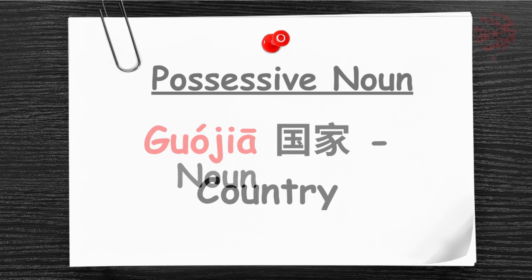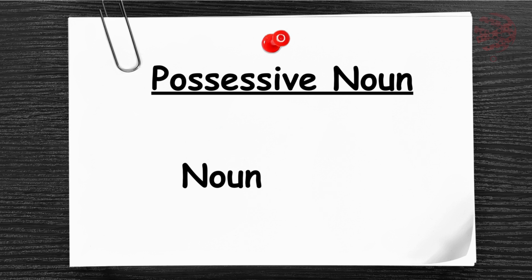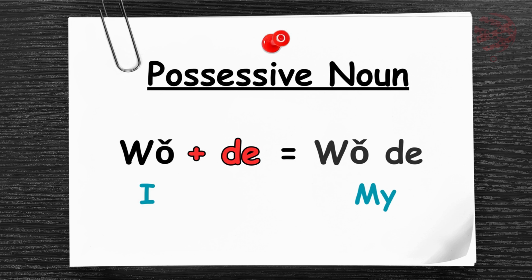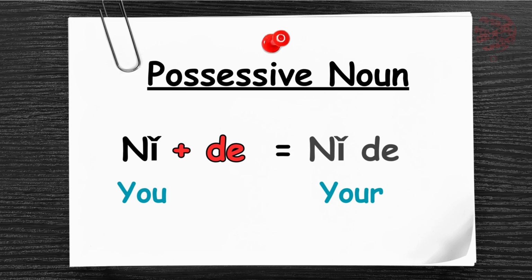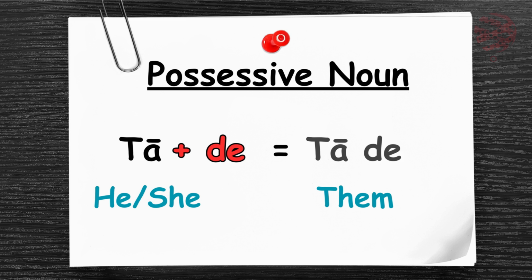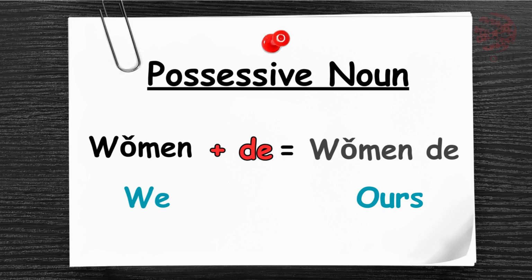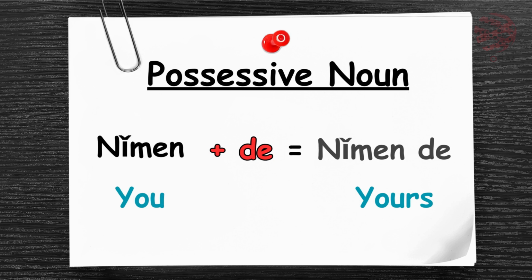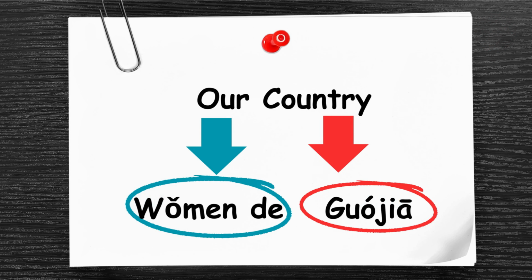国家. Next, let's see how to say a possessive noun in Chinese, to say something that belongs to someone. It is also very easy. All you have to do is put 的 after the word. That means here, 我, it means I. 我的, it means mine. 你, means you. 你的, means yours. 他, means he or she. 他的, means his or hers. 我们, means we. 我们的, means ours. 你们, you. 你们的, yours. 我们的国家, means our country.